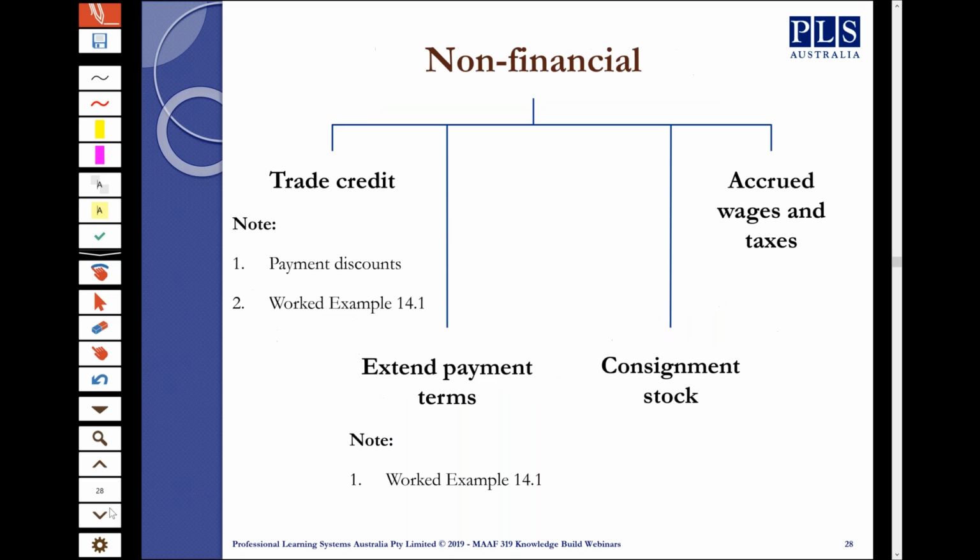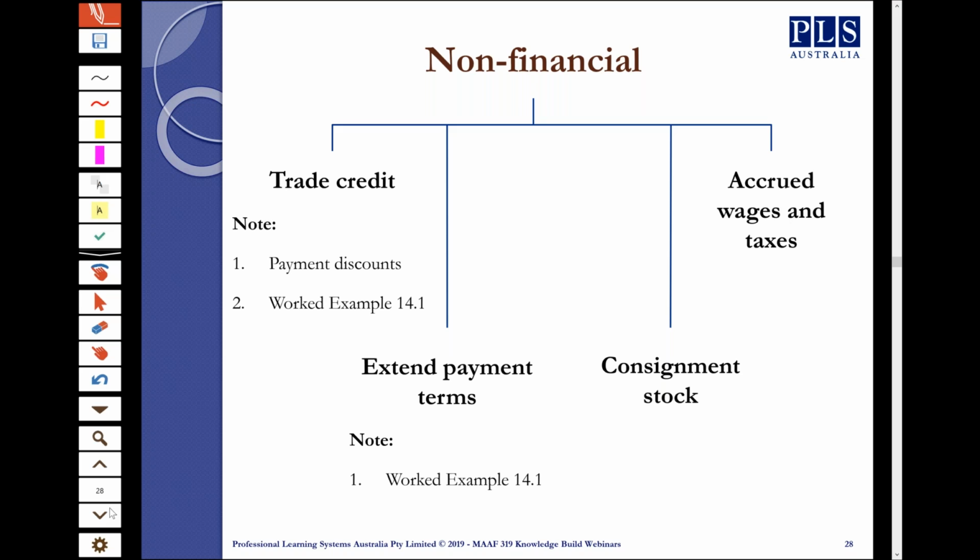From a non-financial perspective, you should understand that this relates to areas such as your trade credit, your extended payment terms, consignment stock, accrued wages and taxes. I tend to find candidates are more than comfortable around things such as your trade credit and your payment discounts and your extended payment terms. What they tend to get a little bit lost on is what the Institute means by the accrued wages and taxes.